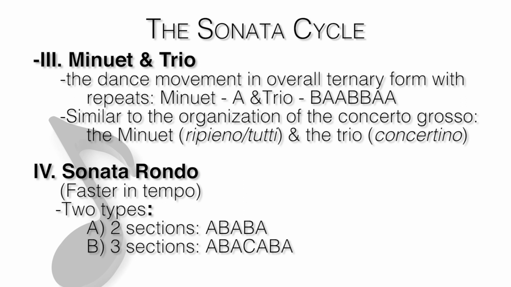So the rondo either came in 2 parts or 3 parts. If it was 2 parts, the form went A, B, A, B, A, where the A section keeps coming back around after each contrasting section is heard. For a 3-section rondo, it's A, B, A, C, A, B, A, where you have a contrasting B and C section. Each time they are heard, they are immediately followed by the A section. So it keeps coming back around.